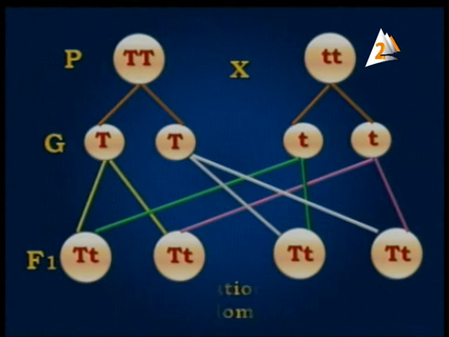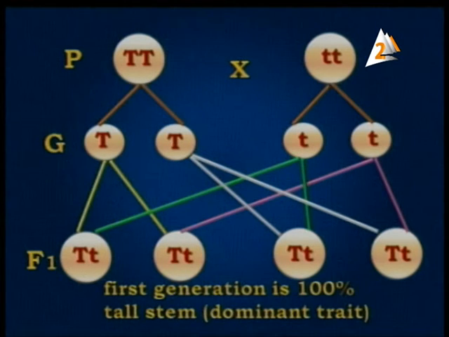Why? Because here it is 100% tall stem, dominant trait, and it is hybrid. Hybrid means what? It means it is mixed between the capital letter and small letter, between dominant trait and recessive trait, without changing the appearance for us. It's 100% tall stem, according to the first law of Mendel.